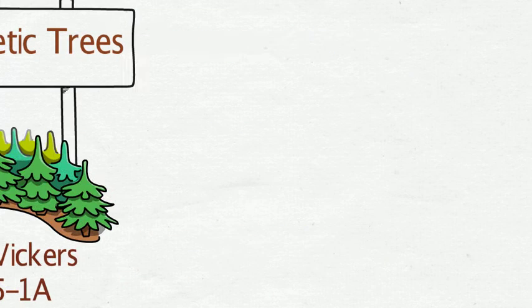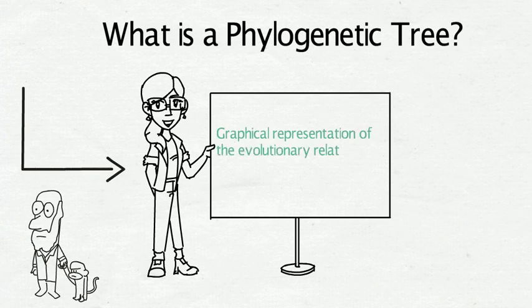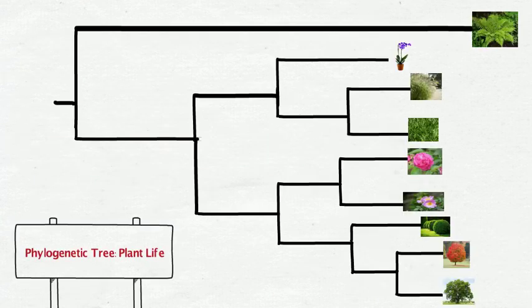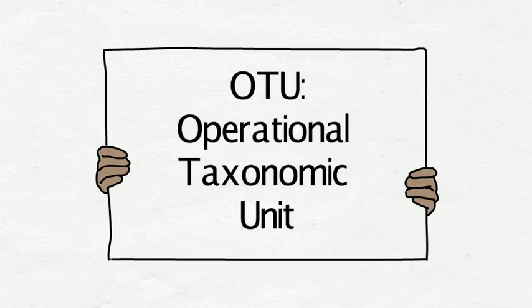A phylogenetic tree is a graphical representation of a phylogeny, which are the evolutionary relationships among a group of organisms. In today's video, I'm going to be discussing the phylogenetic tree of plants below, which shows the similarity between OTUs. OTUs are operational taxonomic units.